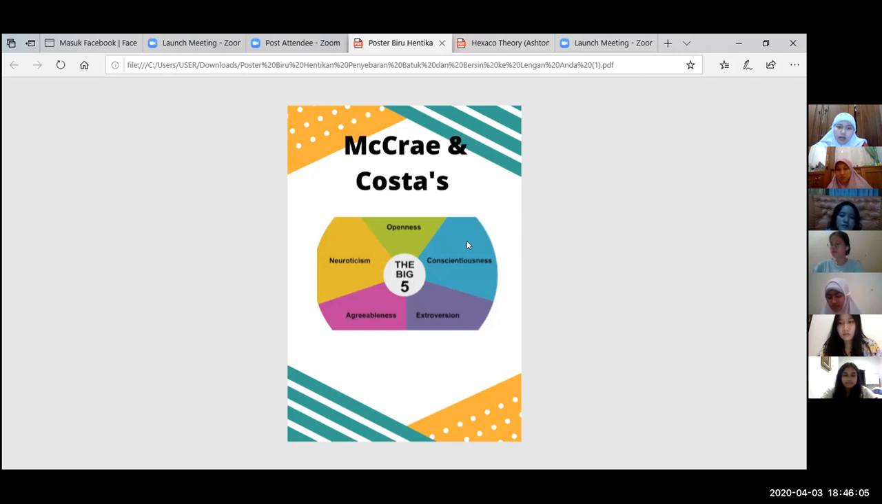In this part, if you have a high score in neuroticism, people become emosinya itu negatif dan kayak bisa juga nggak stabil kayak gitu.